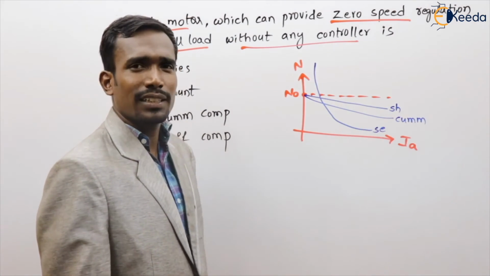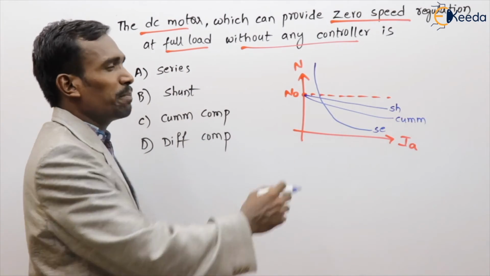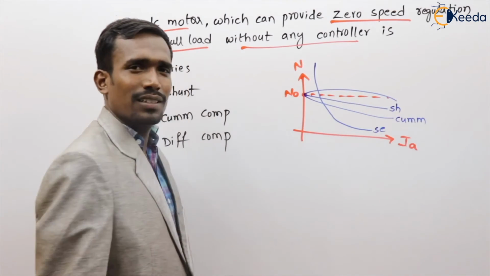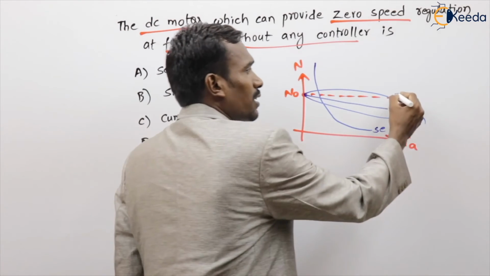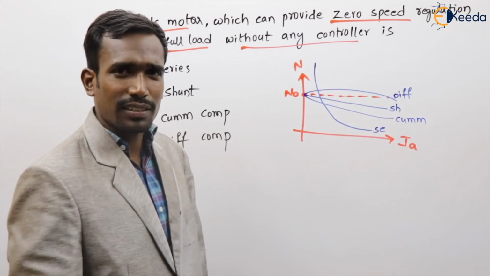Speed characteristics are like this. This is also not possible. But in a differential compound motor, the speed characteristics are like this.